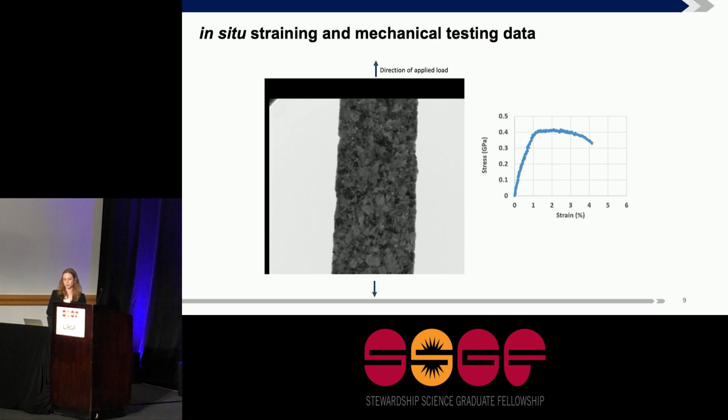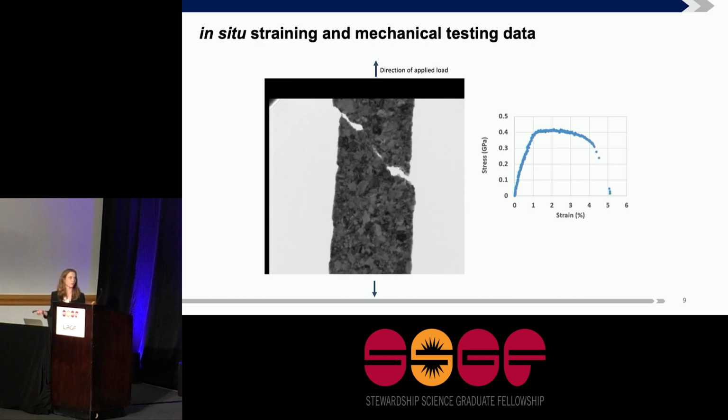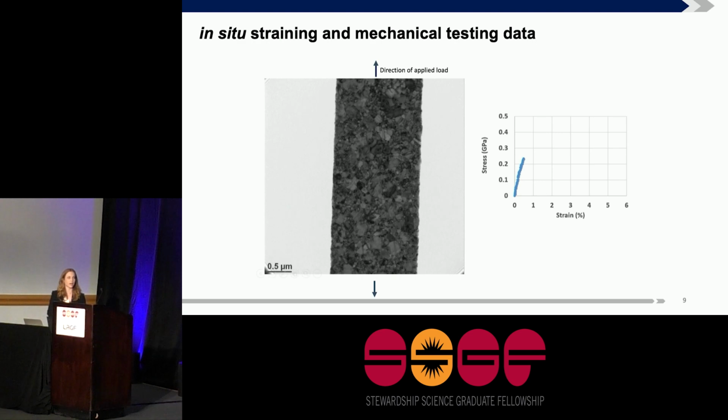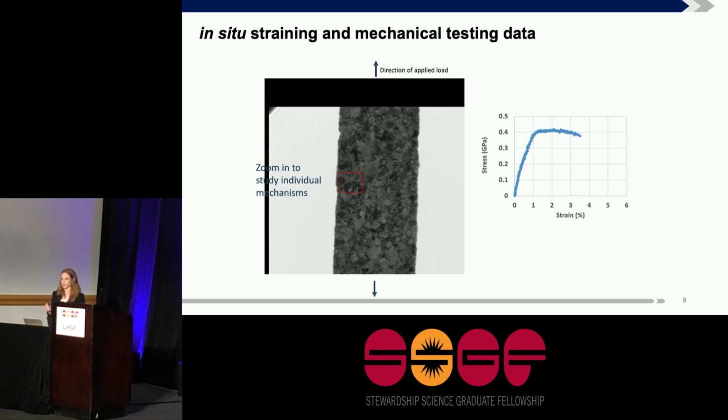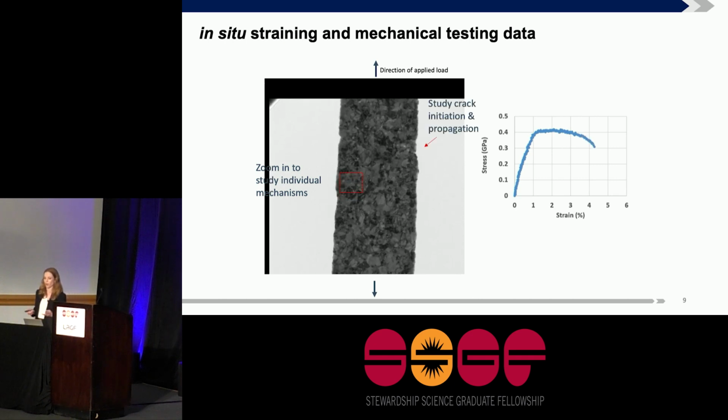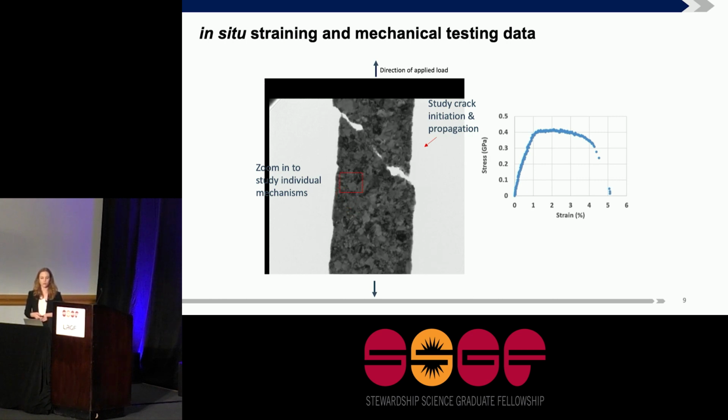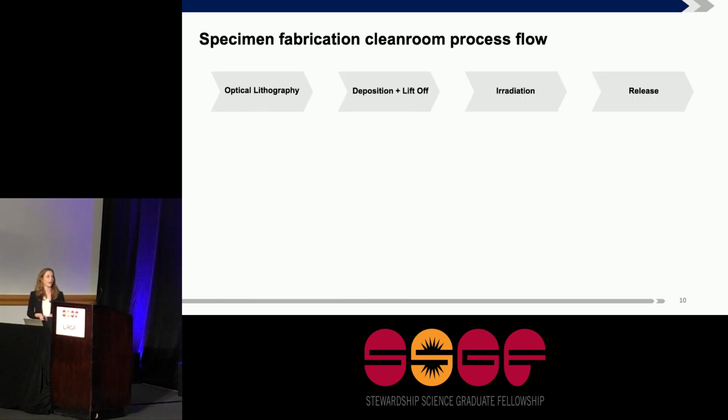In these types of experiments, I can choose to do different types of imaging and analysis. I can choose to zoom in and focus on a few grains at once and characterize those grains, or I can do things like study crack initiation and propagation. And so over the course of the 5 years, I have fabricated many different samples to try to probe how the microstructure of these thin films changes and controls the mechanical properties.